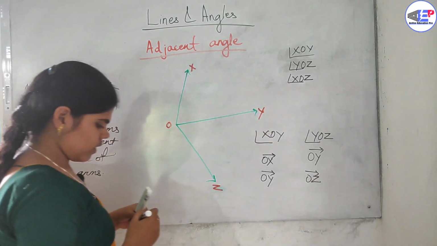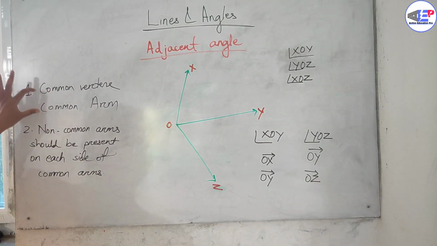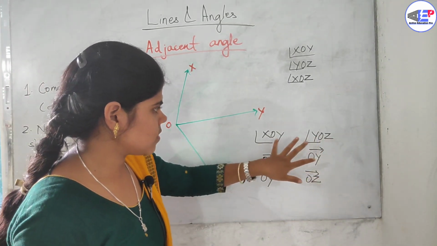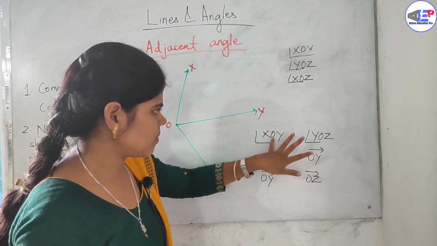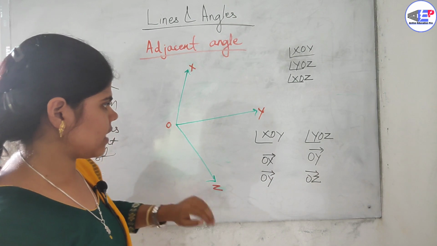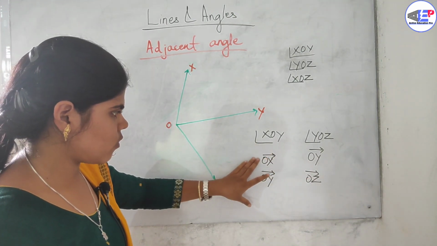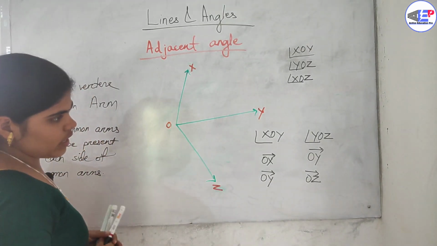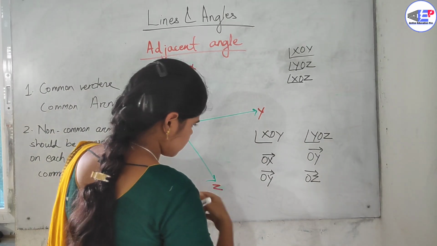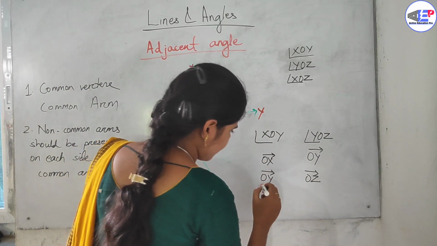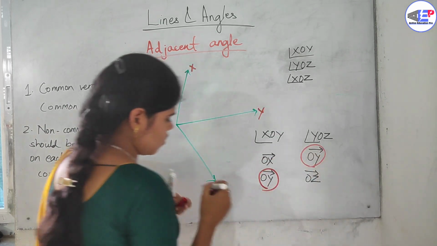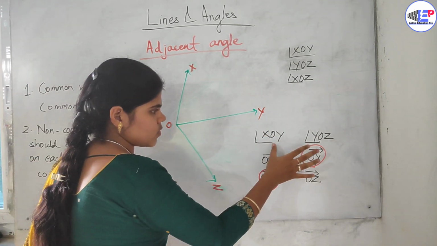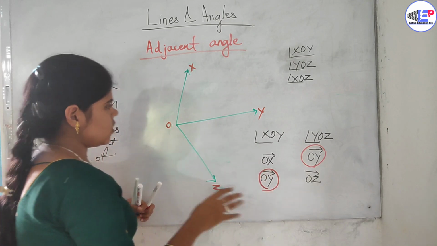So let's first fulfill the first condition of adjacent angles, common vertex and common arm. Here in these two angles, O is the common vertex because it is situated in the middle position of the angle name. So this is the common vertex, and let's find out the common arm. Here we need OX and OY rays to make this angle, OY and OZ rays to make this angle. So let's find the common arm. This is the OY ray. So OY is the common ray. O is the common vertex and OY is the common ray between these two angles XOY and YOZ. So the first condition is fulfilled.